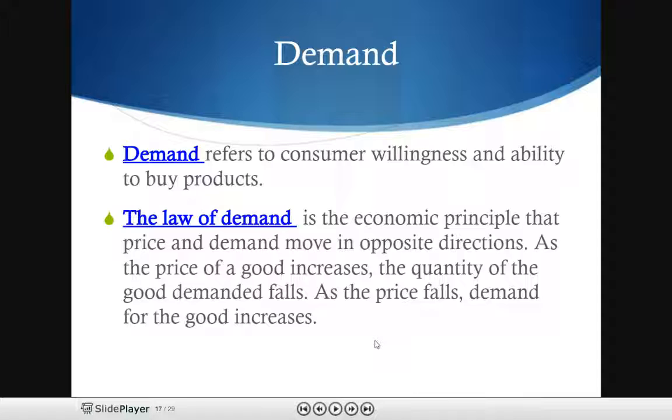Demand refers to consumer willingness and the ability to buy products. The law of demand is the economic principle that price and demand move in opposite directions. As the price of a good increases, the quantity of the good demanded falls. As the price falls, demand for the good increases.